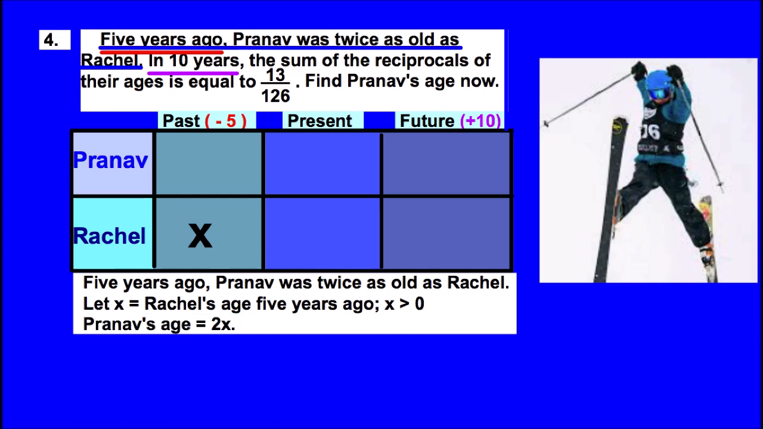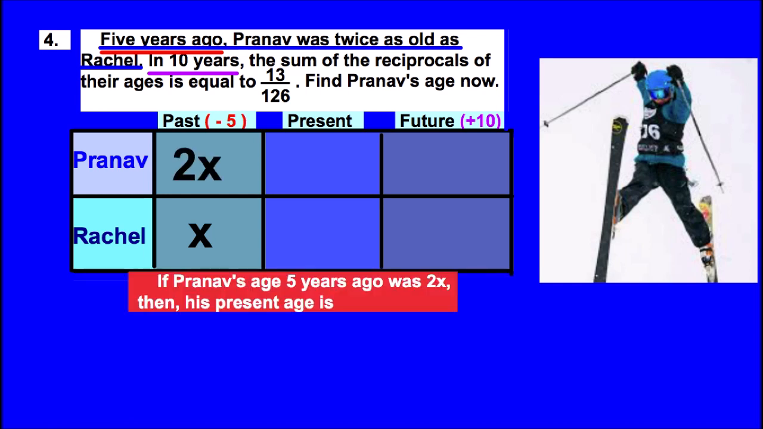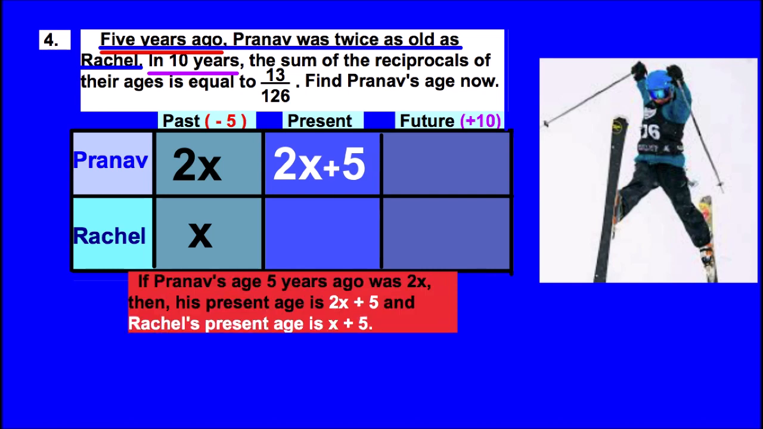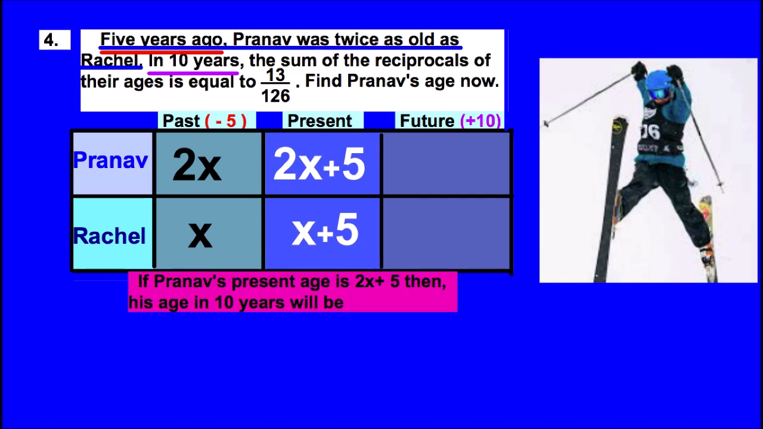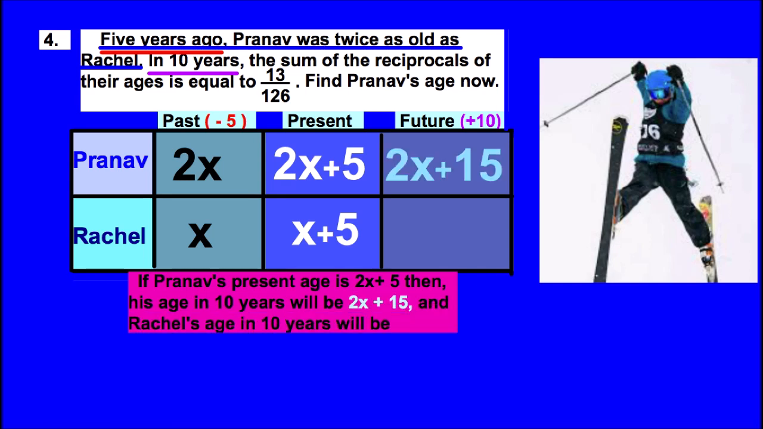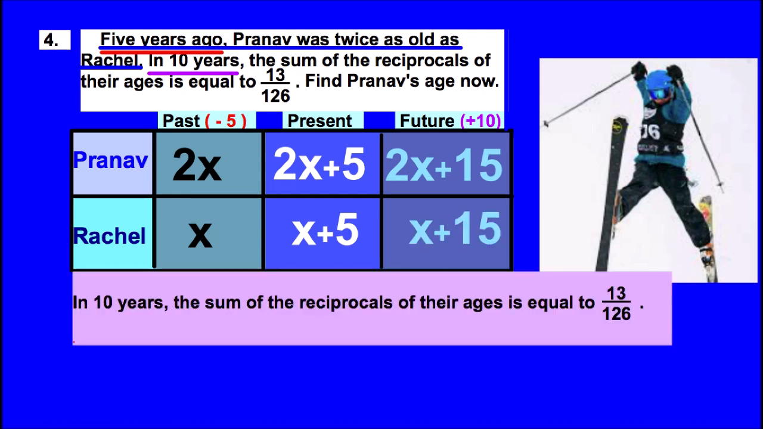Pranav's age is equal to 2x. If Pranav's age 5 years ago was 2x, then his present age is 2x plus 5. And Rachel's present age is x plus 5. If Pranav's present age is 2x plus 5, then his age in 10 years will be 2x plus 15, and Rachel's age in 10 years will be x plus 15.